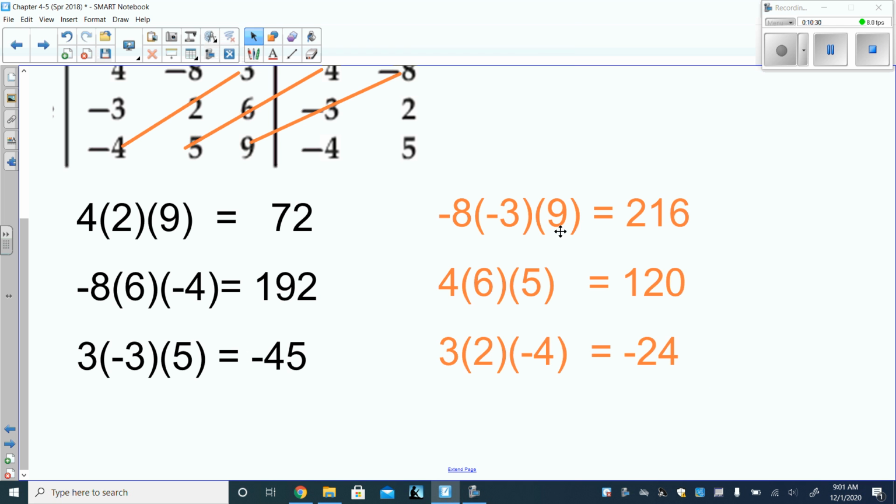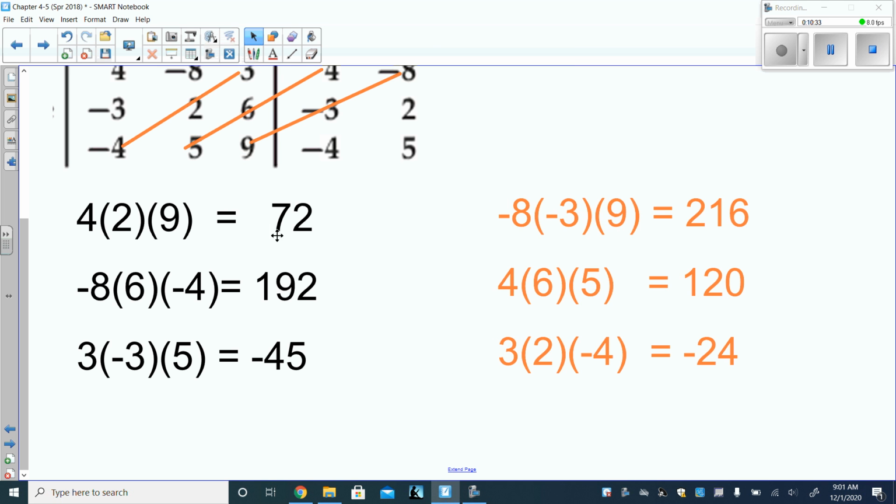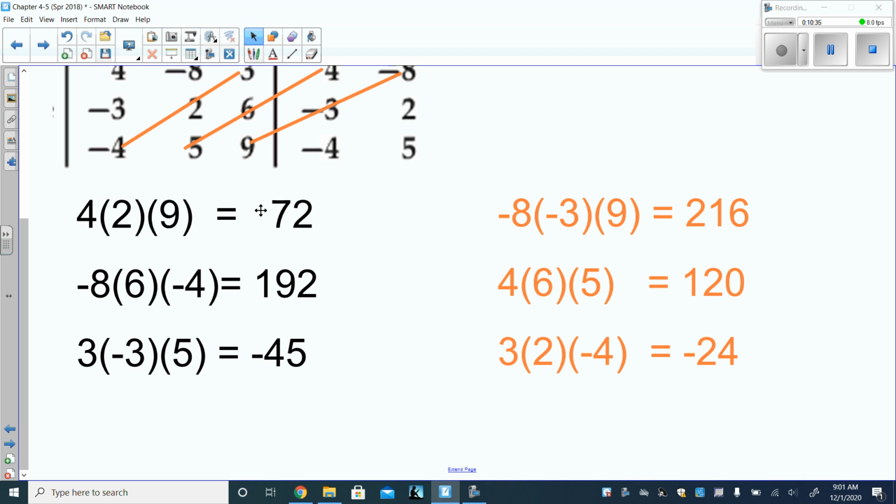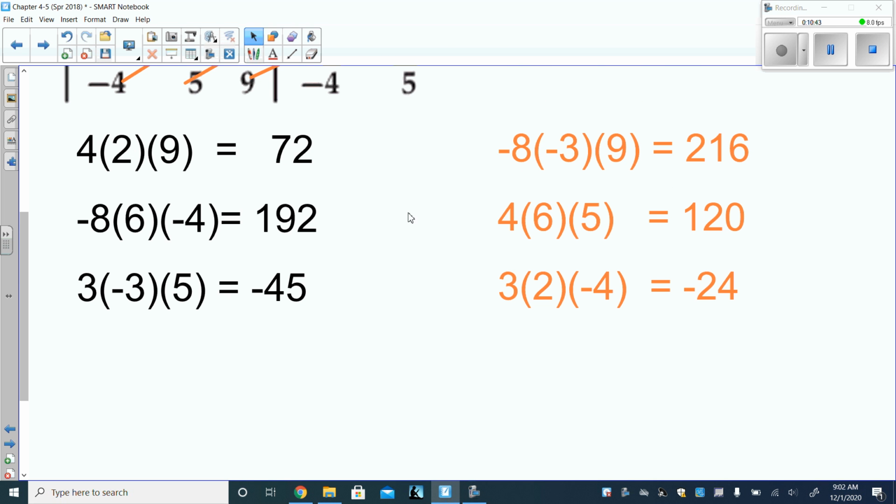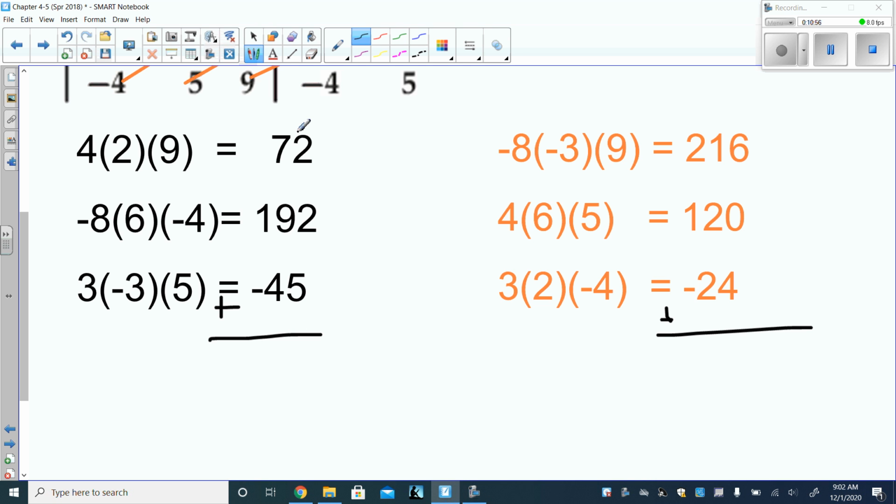Now these here are our two sets of diagonals. The ones that would be considered our positive are 72, 192, and -45. And the ones we're going to subtract from it are the ones here in orange. So what we need to do next is add these diagonals up because they go together. 72, 192, and -45, they will all combine.